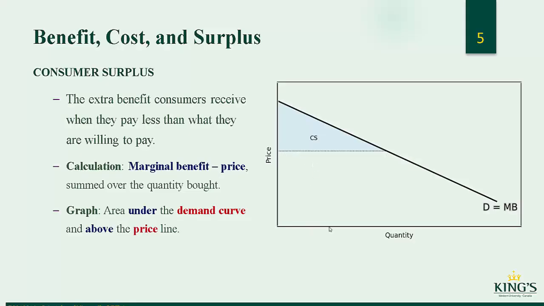So think of any unit here. The demand curve tells us the maximum price a consumer would be willing to pay. Any point on this demand curve is telling you the maximum price someone would be willing to pay for the associated quantity. If they're paying this price here, then the vertical distance at any of these quantities measures the consumer surplus, and for all of these quantities, it is the area under the curve here.